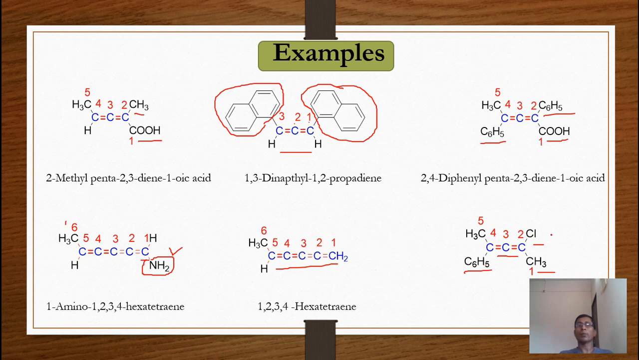Here we have arranged these substituents, chloro and phenyl, in alphabetical order. Definitely chloro will come first and then phenyl. Thus the name is 2-chloro-4-phenyl-2,3-pentadiene, or you can say 2-chloro-4-phenylpenta-2,3-diene. Thank you.